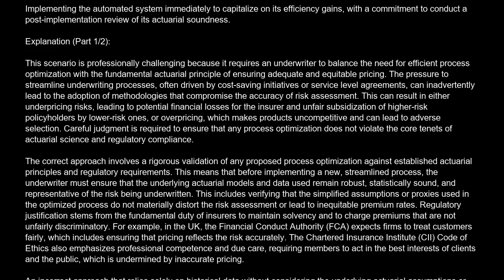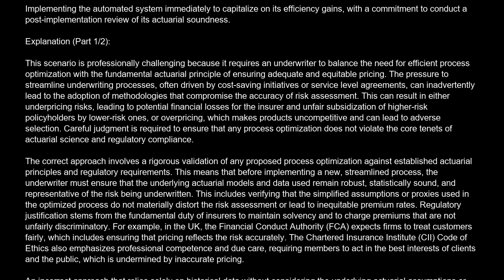The correct answer is B. Implementing the automated system immediately to capitalize on its efficiency gains, with a commitment to conduct a post-implementation review of its actuarial soundness. Explanation. This scenario is professionally challenging because it requires an underwriter to balance the need for efficient process optimization with the fundamental actuarial principle of ensuring adequate and equitable pricing.